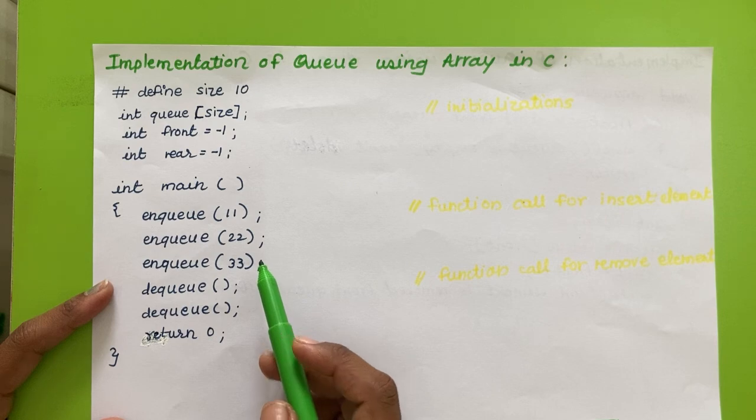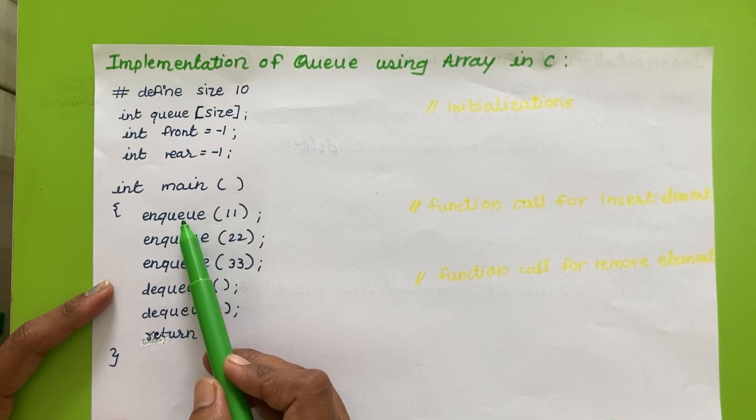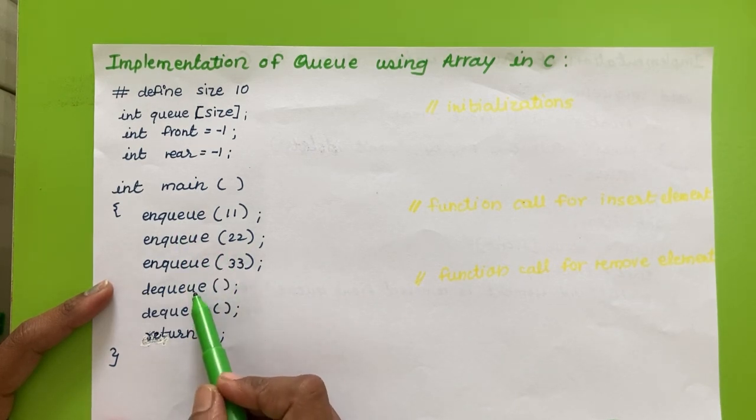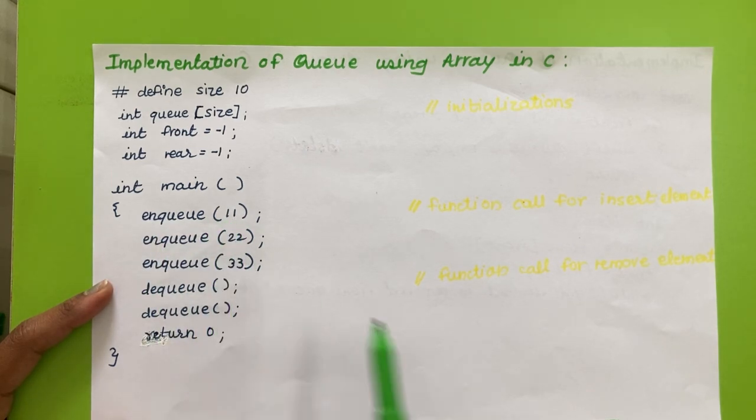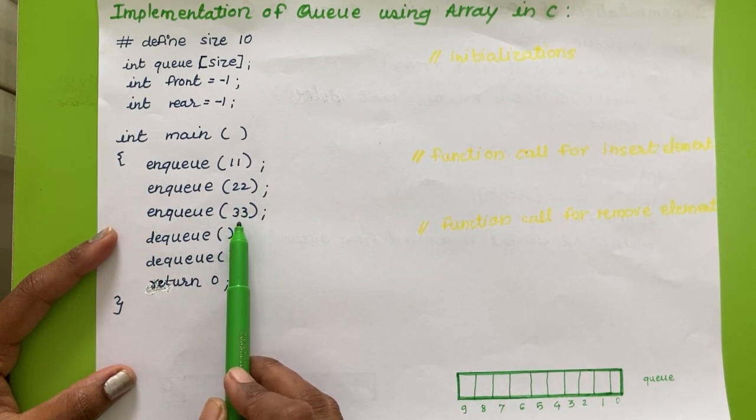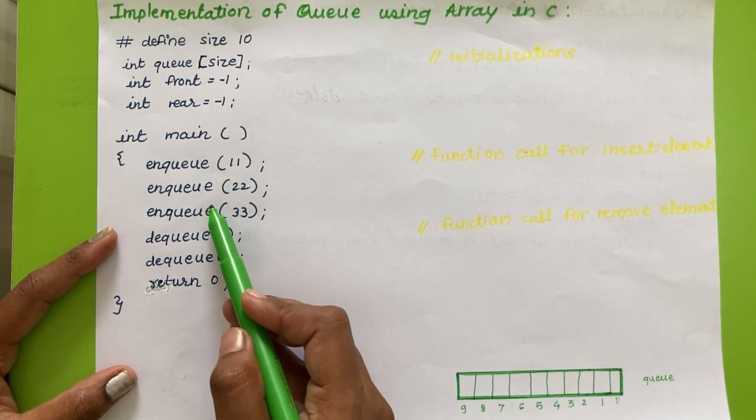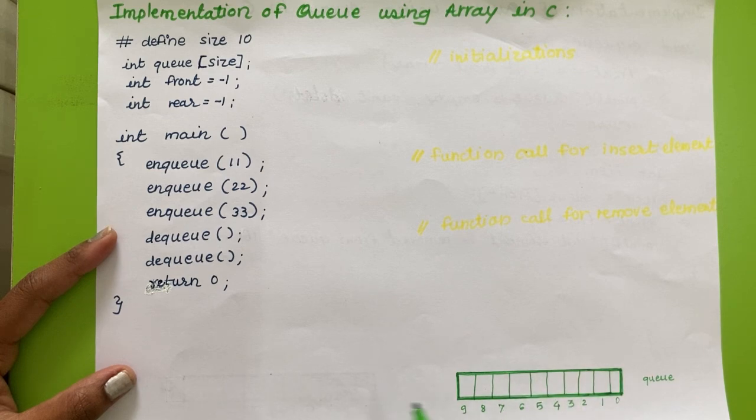Now we will see how the structure of the main function will be. We will take here 3 enqueue operations and 2 dequeue operations. So for the enqueue operations, first insert element 11 into the queue, then 22, then 33. These enqueue operations will insert elements in this queue, and the dequeue operation will delete or remove an element from the queue. Whichever element is present at the front end will get deleted automatically.